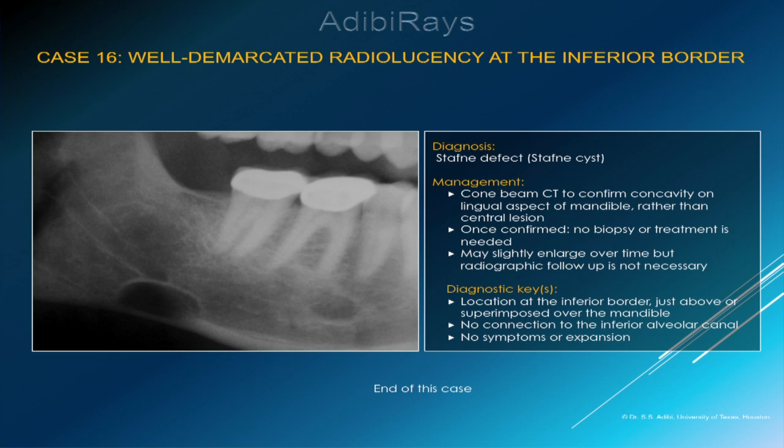Key diagnostic features in this case were the location of the inferior alveolar canal being just above or superimposed over the mandible, in addition to the appearance of a concavity with the inferior alveolar canal, with no symptoms or expansion evident.